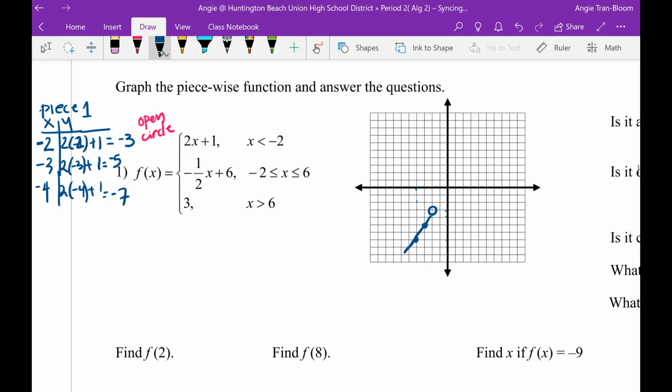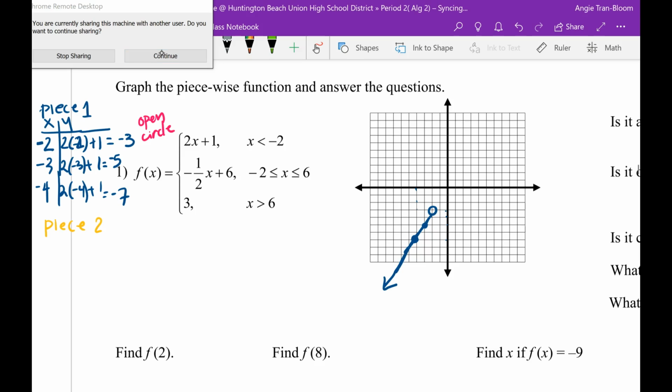Do I make a straight line going both sides, both left and right? No, it's just going to be a ray going one way. Because technically, can I have -100? Yeah. Okay, so I have a ray going one way. That's piece number 1. Piece number 2, it's in the middle.